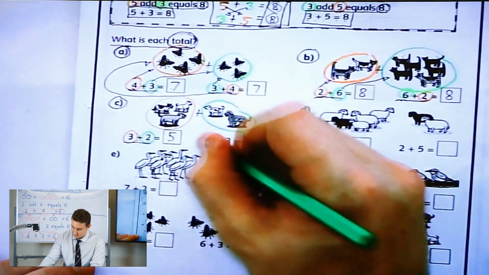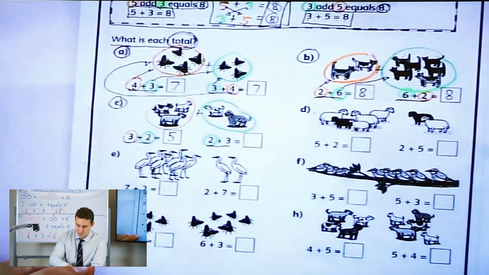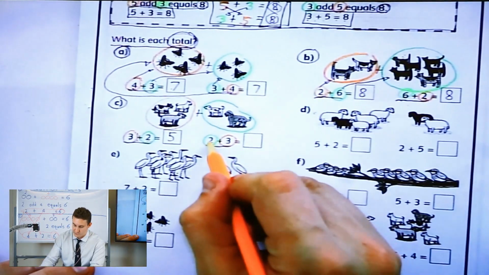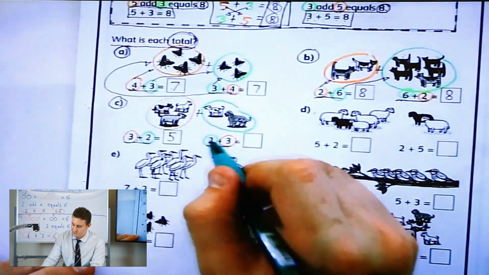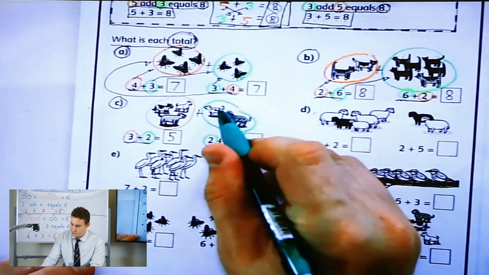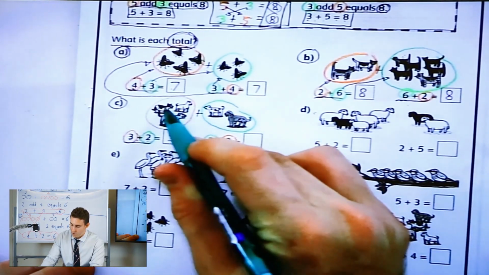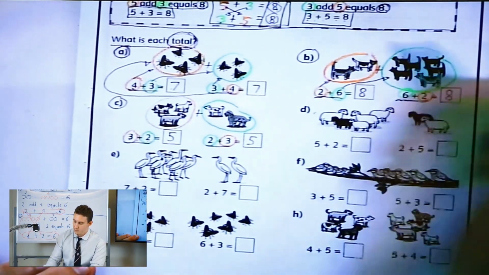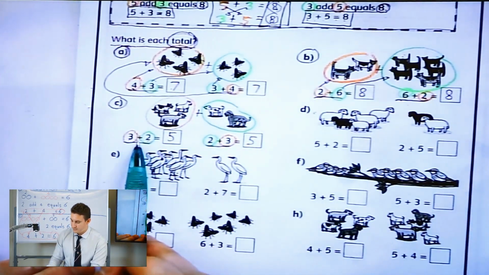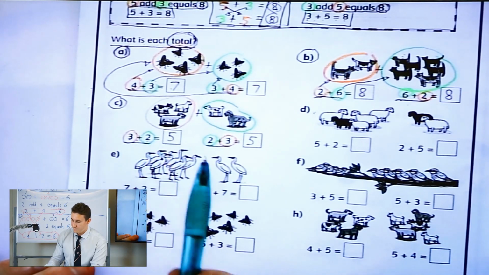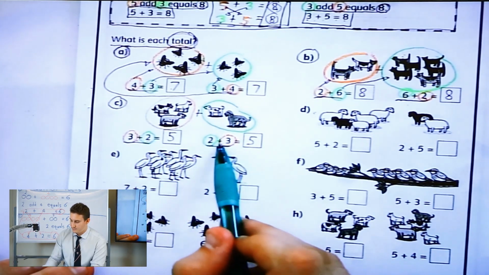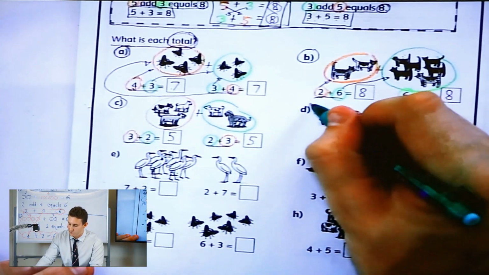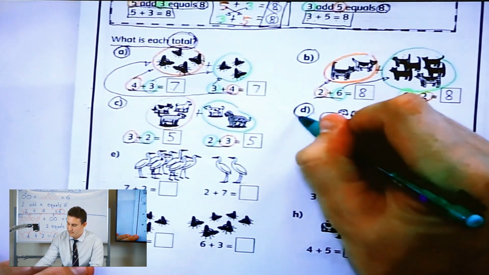Now 2 is in green, 3 is in orange. So let's start with the 2, please, because it's first. So 1, 2, 3, 4, 5. Very good. 5. Again, we see that 3 plus 2 equals 5, and 2 plus 3 equals 5. Okay, last example together. Example D.